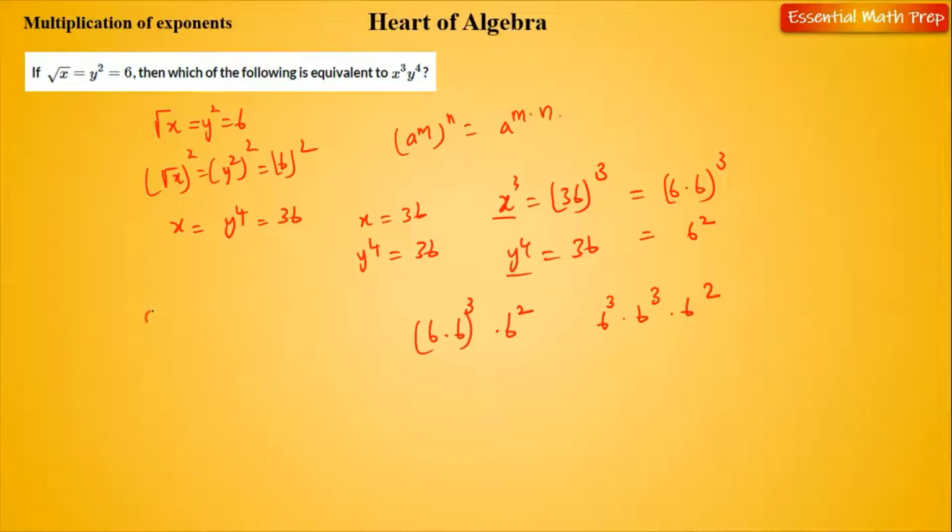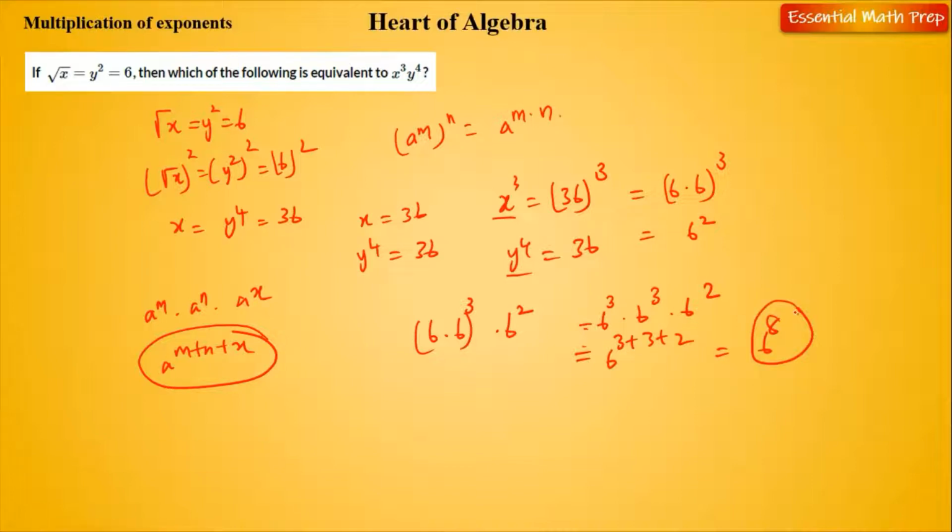So a to the power m times a to the power n times a to the power x is a to the power m plus n plus x, right? So that will be 6 to the power 3 plus 3 plus 2, which is 6 to the power 8. It's an easy problem, as long as you get past the difficult part, which is getting out of this root of x.